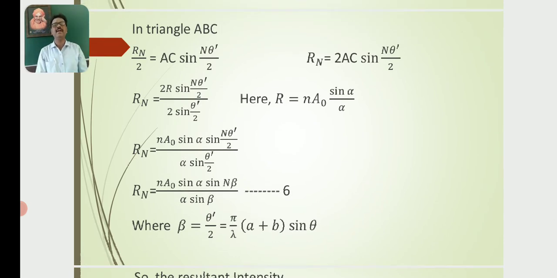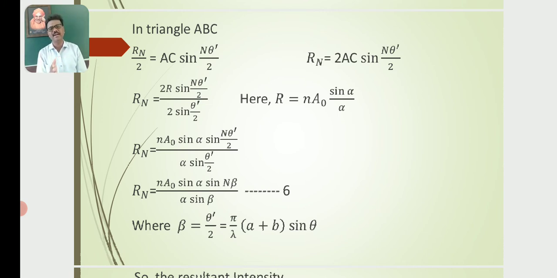In a triangle ABC, Rn by 2 is equal to AC sin n theta dash by 2. So further, Rn is equal to 2 AC sin n theta dash by 2. Then Rn is equal to 2R sin n theta dash by 2 divided by 2 sin theta dash by 2, where R is equal to a naught sin alpha by alpha.